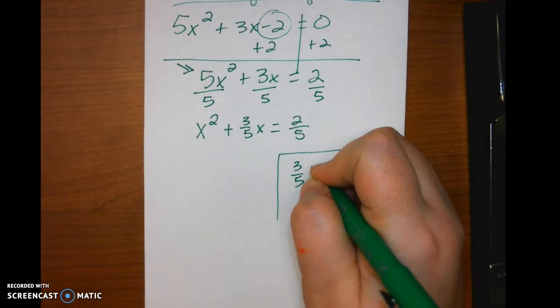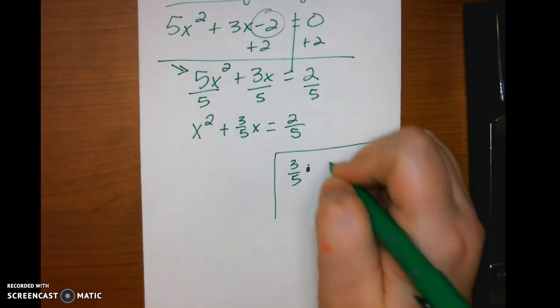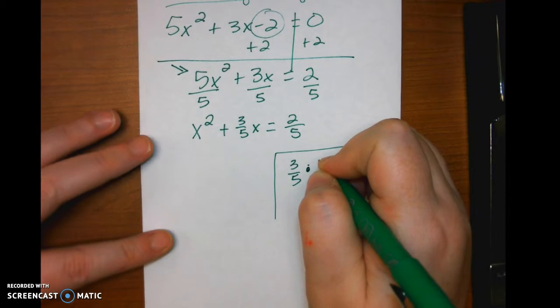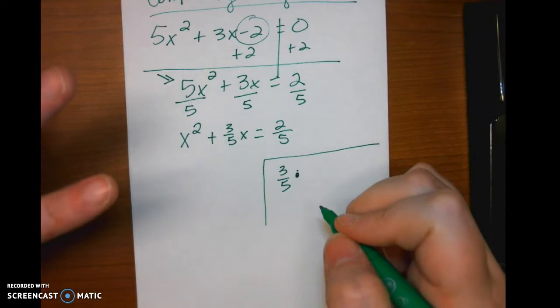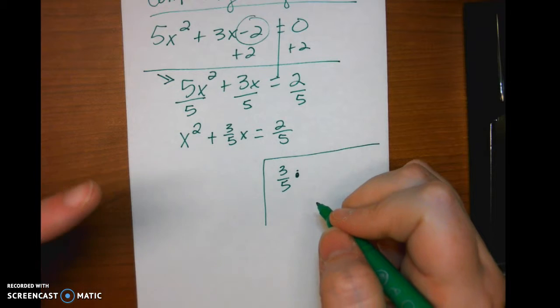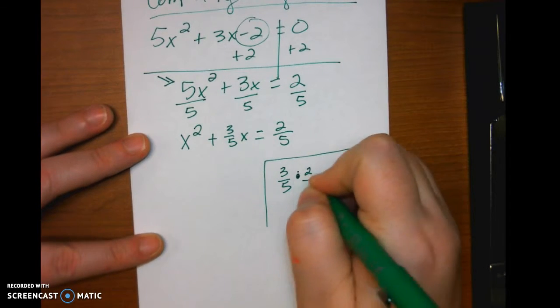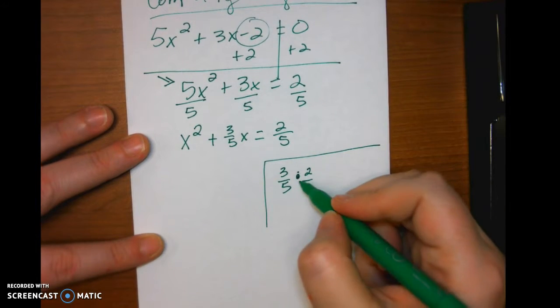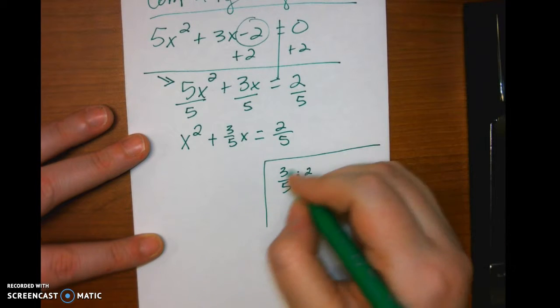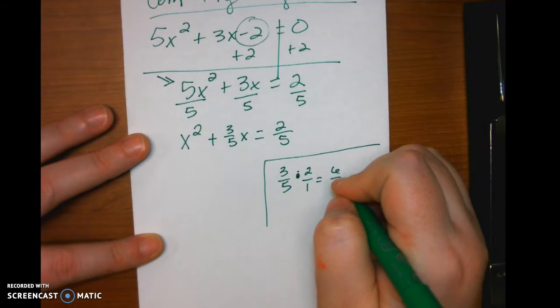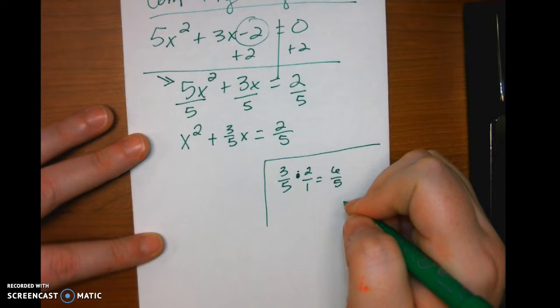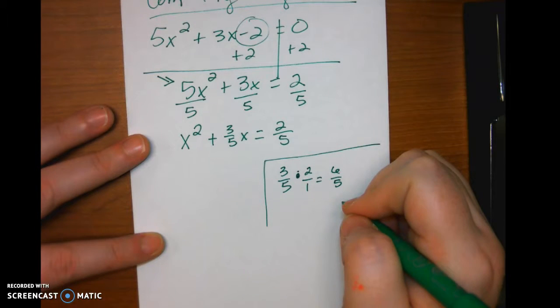So I keep this, I change this to multiply, and remember if I'm dividing by 2, I then flip it, I'm now multiplying by 1/2. Okay? I kept, I changed, I flipped. Okay, so if I do that, I get 6/5. Okay?